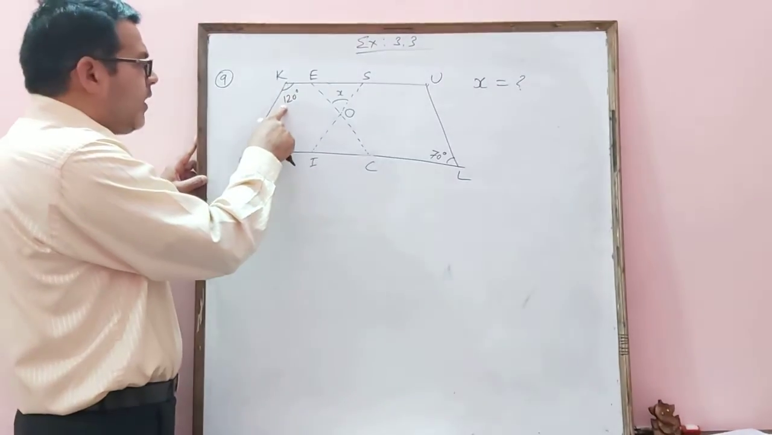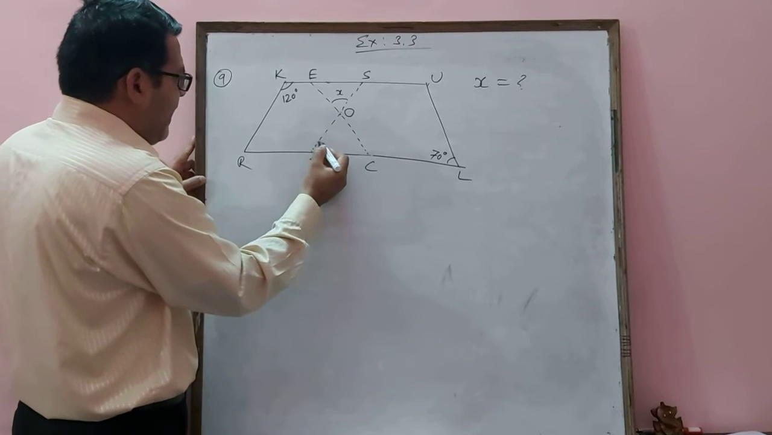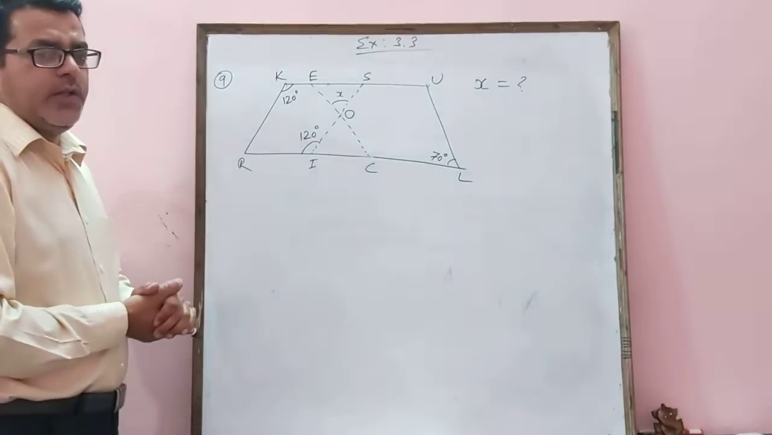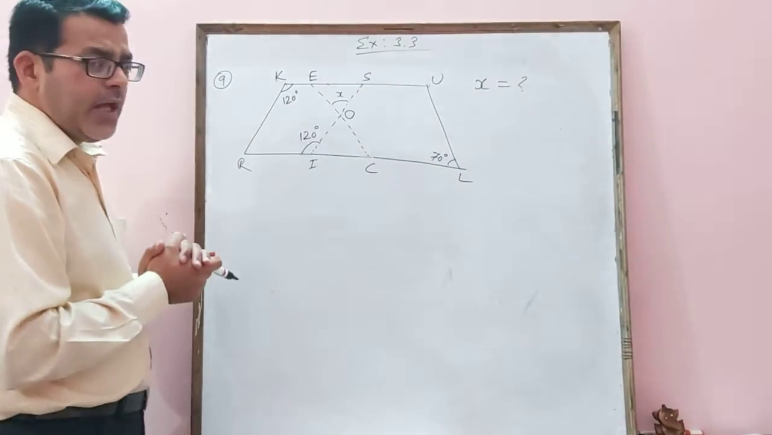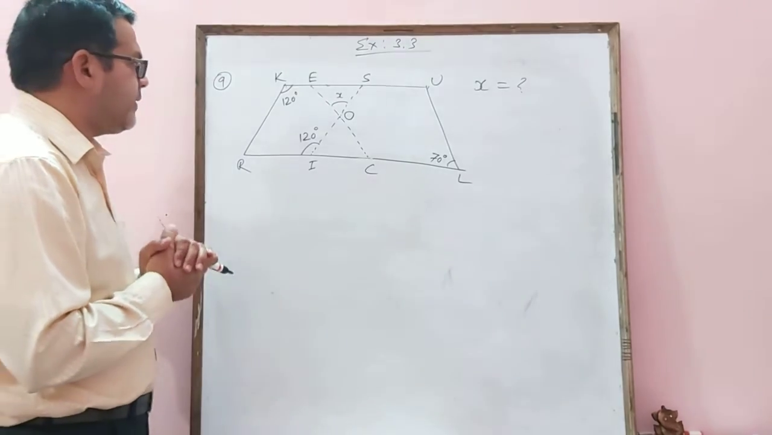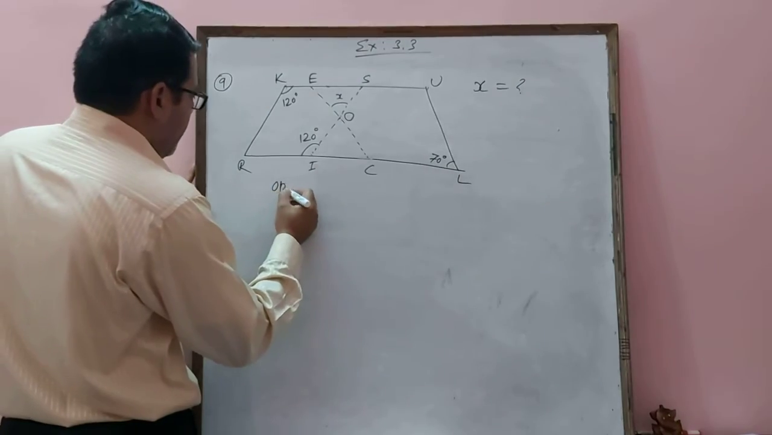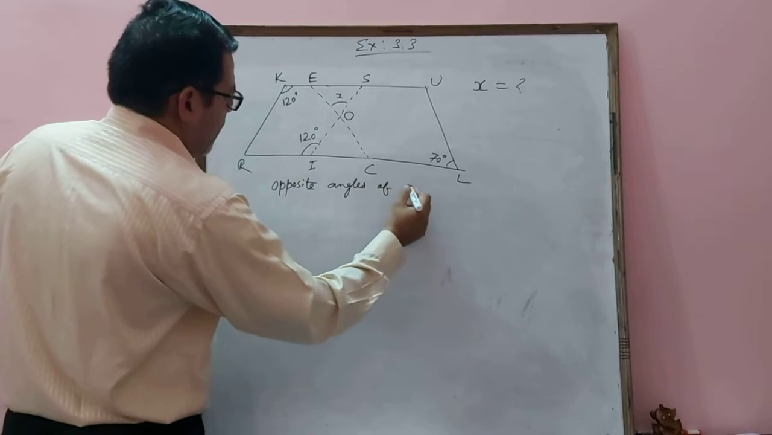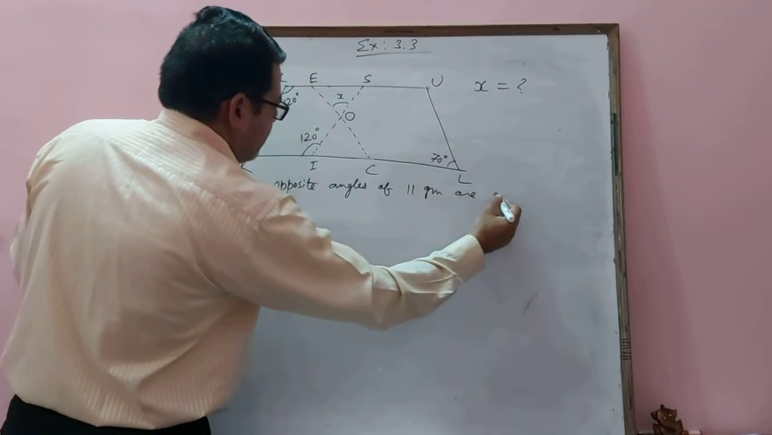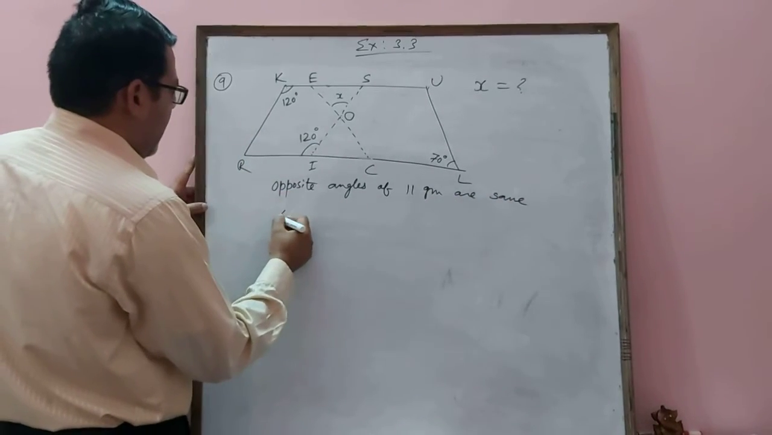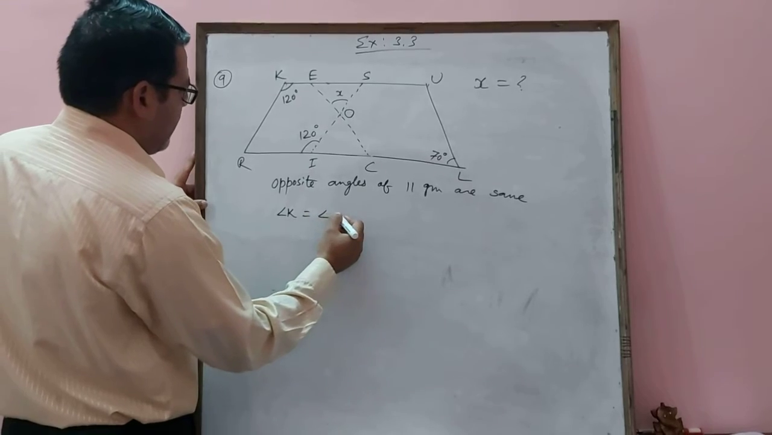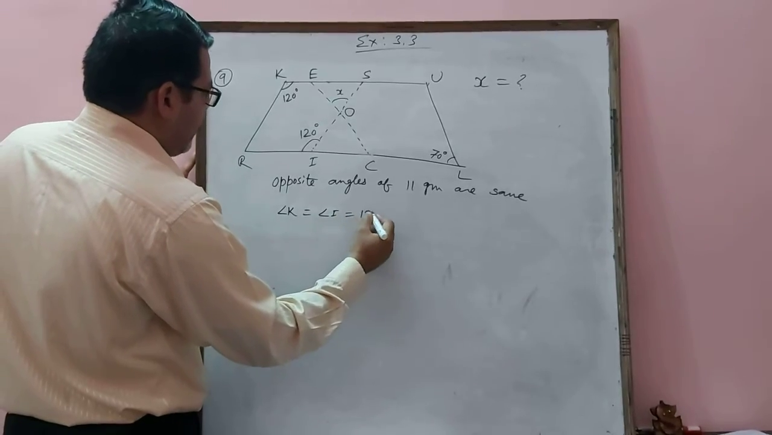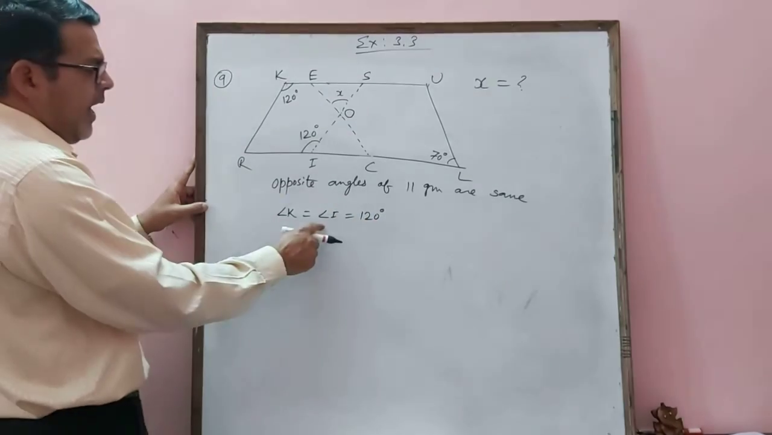120 is given there. Opposite angle of this K is this angle I. This will also be 120, right? We know that opposite angles of parallelograms are same. So we can write here, opposite angles of parallelogram are same. Therefore, angle K will be equal to angle I. This angle we are talking about. So we can write it 120. So angle I is also 120.